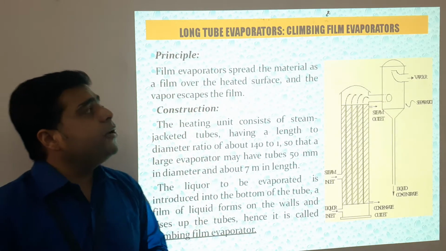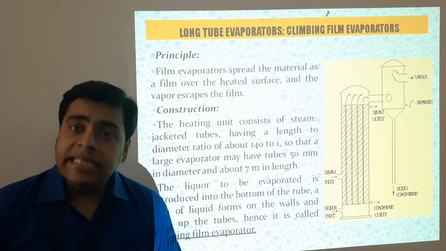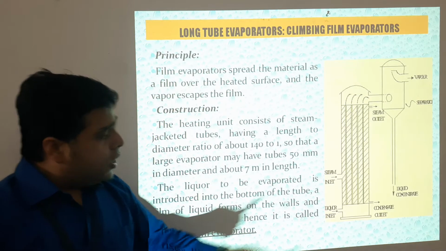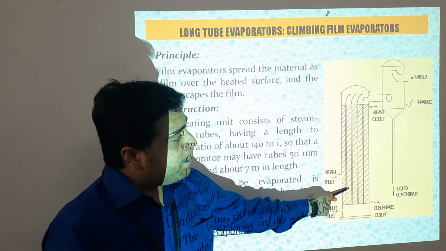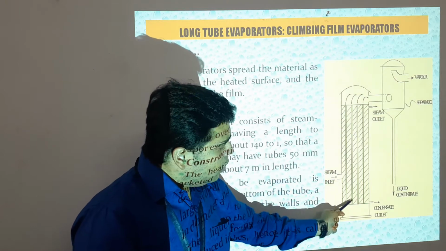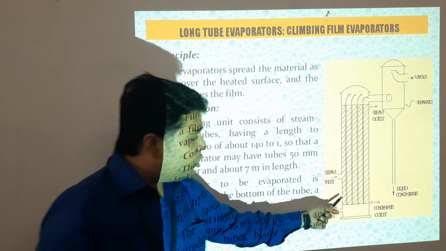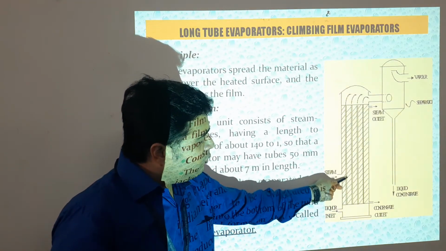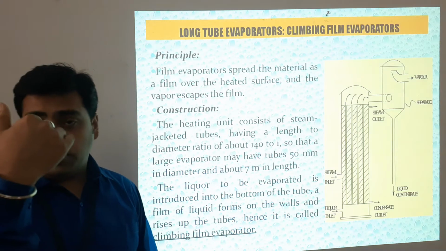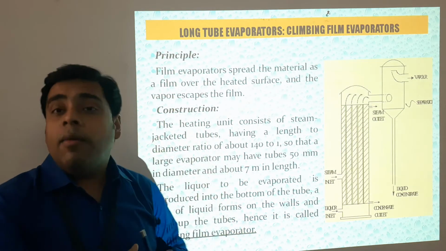The film evaporator spreads the material as a film over the heating surface and the vapor then escapes from that film. So if we consider this as the calandria part and these are the tubes, the liquid will come up through these tubes and it will occur as a film on those tubes. That is the beauty of this type of evaporator.